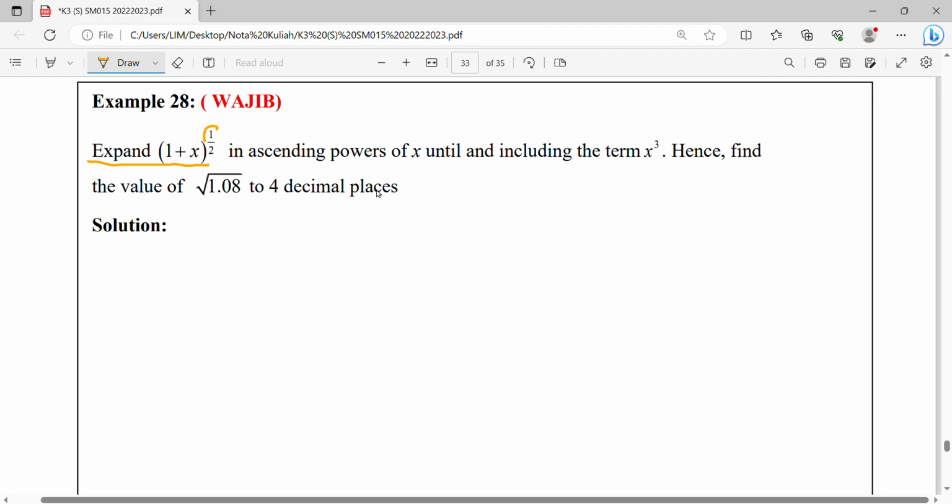So notice here we have n equals 1/2. So we use formula type 2, where formula type 2 has to start with 1. So the star here will be equal to x.